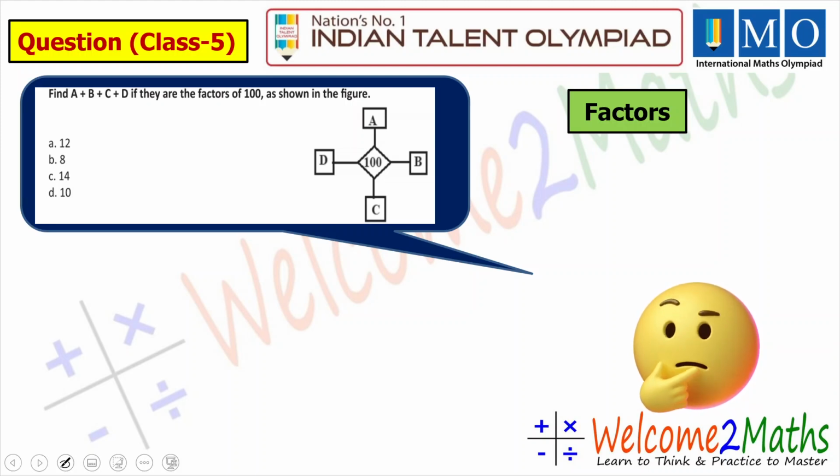So, what is our question here? It's find A plus B plus C plus D if they are the factors of 100 as shown in the figure. So, here you see it's like a factor tree. Here you see the 4 alphabets A, B, C, D, and they are all saying that they are factors of 100. So, at first what we have to do, just find out the factors of 100.